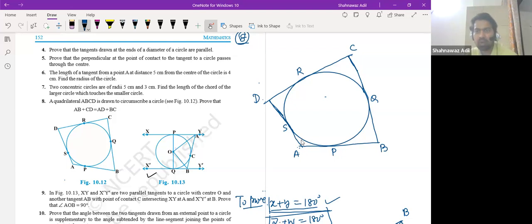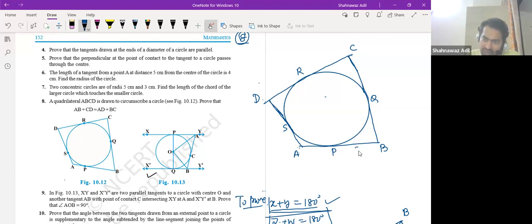So ABCD is a quadrilateral, right? So what can we say about A, B, C, and D points? The angles are all equal to 360. No, I'm not asking about the angles. I'm asking about these points A, B, C, D. Yes, the points have two tangents. So these are the points outside the circle, and from those points the tangents are drawn to this circle. Clear, everyone? Yes, sir.